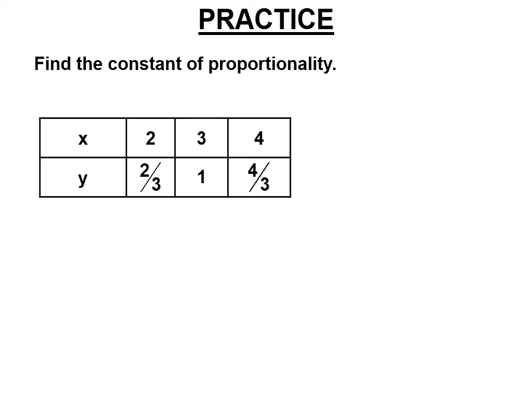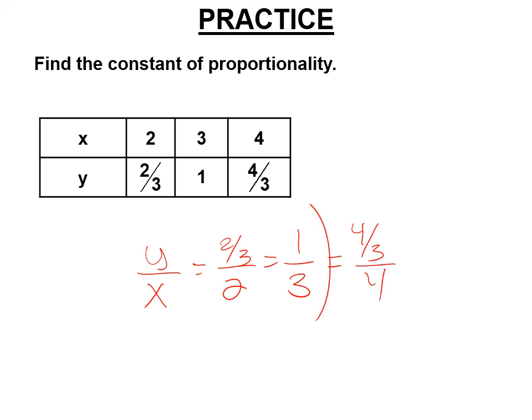All right, so find the constant of proportionality. It's always y to x, so it's 2/3 to 2, 1 to 3, 4/3 to 4. We don't have to do any work. There it is, right? That's the simplified fraction, k equals 1/3. The other ones, if you want to check that the table doesn't have a mistake, but if you're 100% sure of one of the divisions, you have the constant of proportionality.